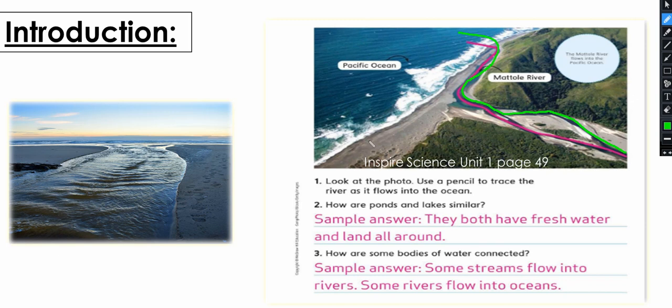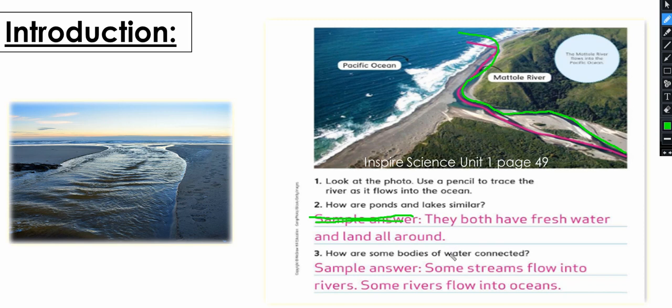Now, we studied before about ponds and lakes. How are ponds and lakes similar? You remember that? Yes, and here we have a sample answer: ponds and lakes both have fresh water, and they both have land all around. So if you want, please pause this video and write these answers, but do not write this part. Just write they both have fresh water and land all around.